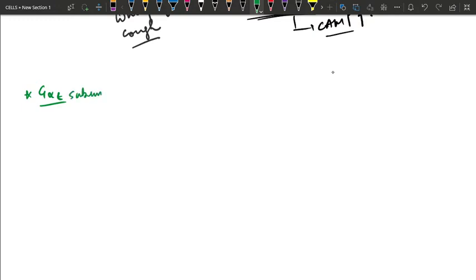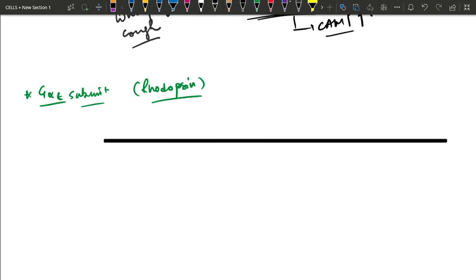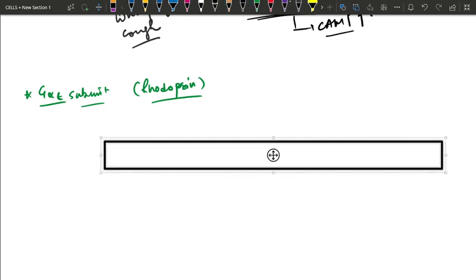Now the next type of G protein is the G alpha T subunit. It is seen in the rhodopsin receptor, so we will see that. Suppose we have the membrane, and suppose this is the receptor. I am drawing the receptor over here. Obviously it will be a serpentine receptor, so there will be membrane spanning domains, but I am not drawing those.